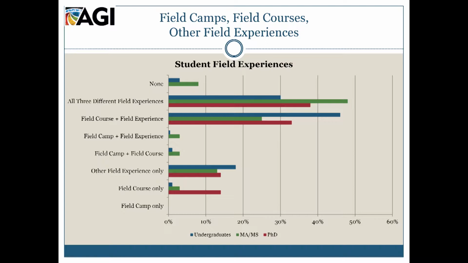And what I find interesting in this graph is that if the students took a field camp, then they also took another field experience. And the majority of the students that took a field camp also took a field course and a field experience, as you can see in all 3 different field experiences category. We also had a high percentage of students that took a field course and a field experience. So a lot of our students, nearly all of our students had some sort of field experience during their education.